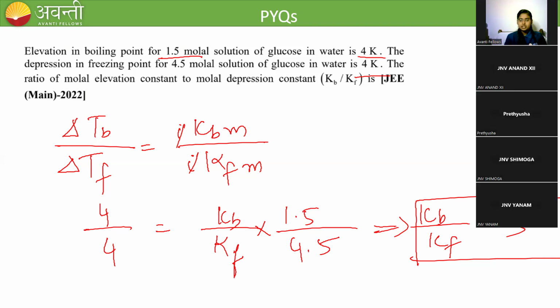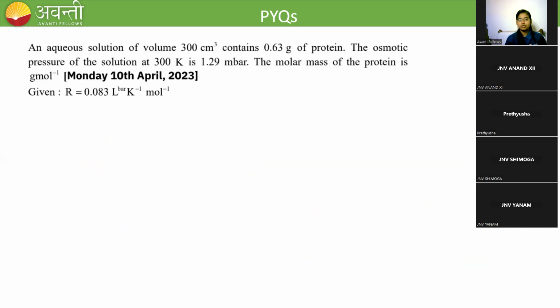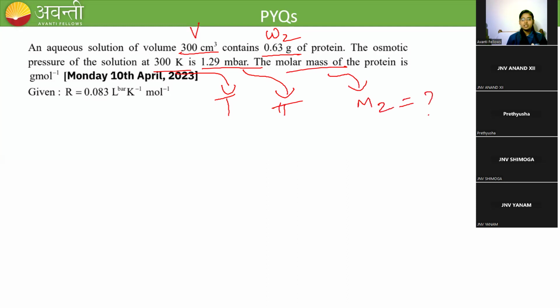Okay. Now the next question is: an aqueous solution of volume 300 centimeter cube contains 0.63 gram of protein. Okay. 300 centimeter cube is the volume and 0.63 is the weight of the protein. The osmotic pressure of the solution at 300 Kelvin is the temperature. Osmotic pressure is given as 1.29 millibar. The molar mass of the protein is what? So again, how to find out?